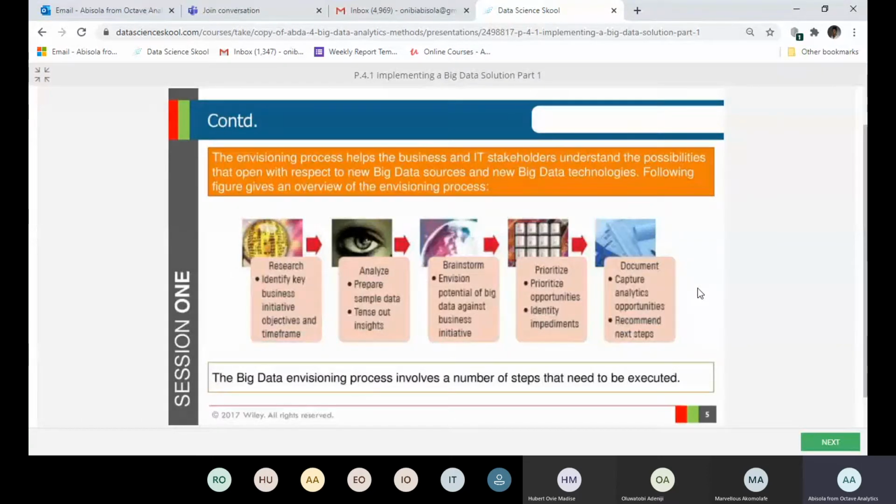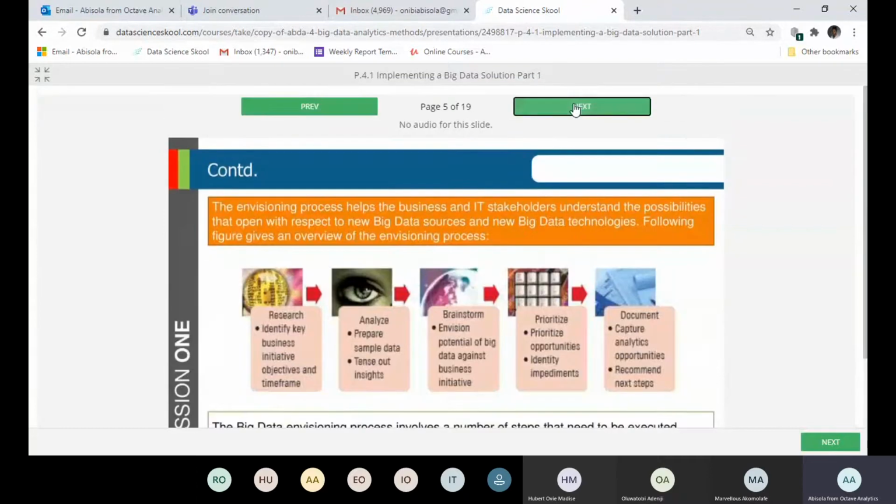Or probably when business asks for it, you can show them that, okay, this was what I envisioned and this is what I documented. Documentation is very important in data analytics because you can be called upon to defend something, and then your documentation could just be your help. So documenting, you're capturing analytics opportunities, all the things that you've brainstormed on, and then you're also recommending new steps. So the new things to do, the new steps to take, you're now recommending them. So these are the five phases, or the five processes in phases of the envisioning process. So this is an overview, and then we're going to go into it in details now.